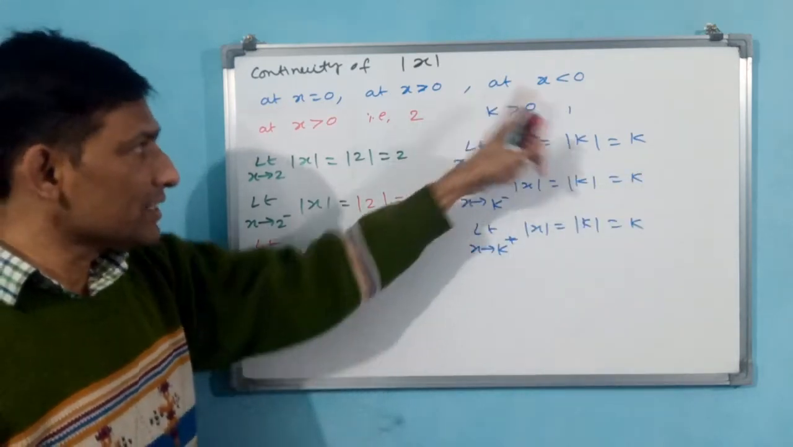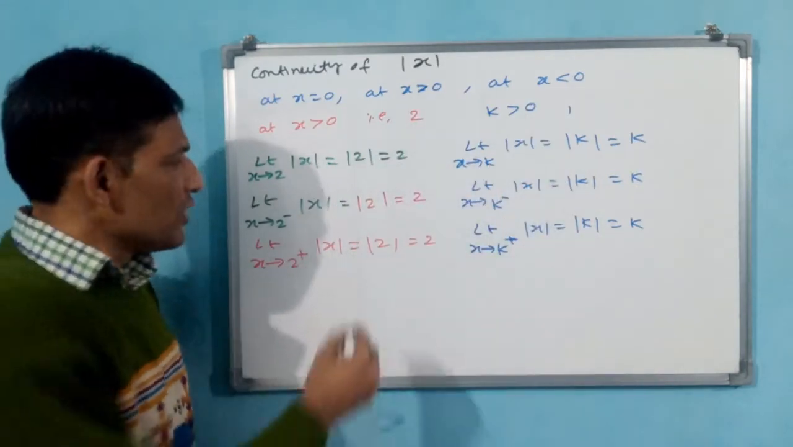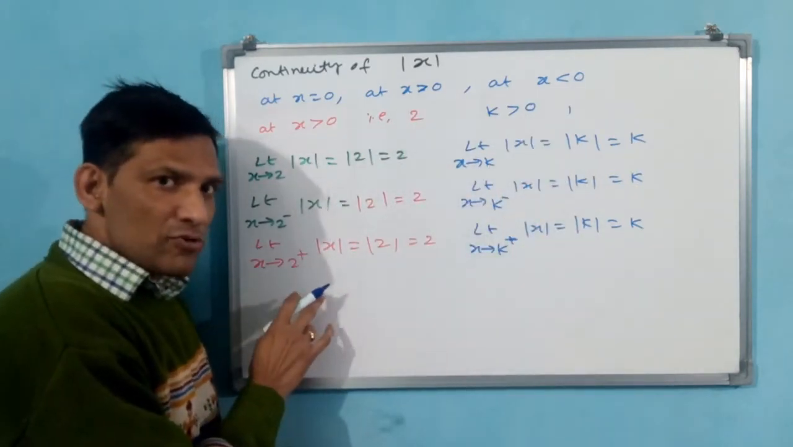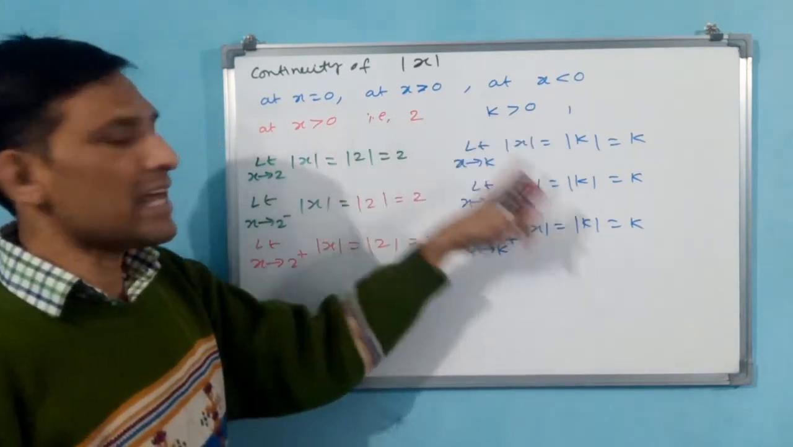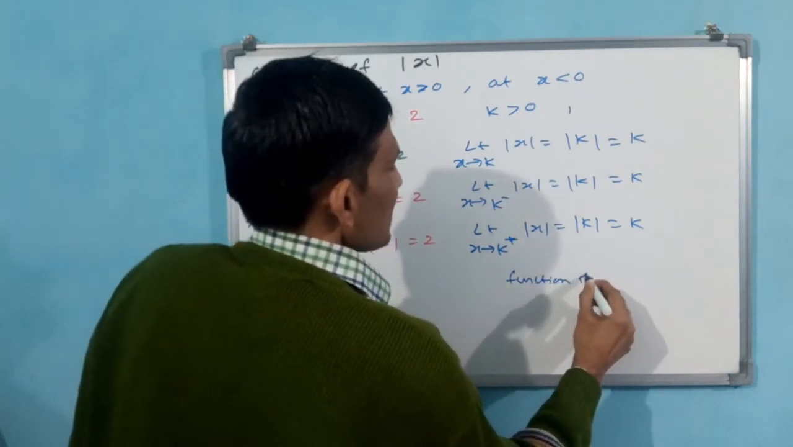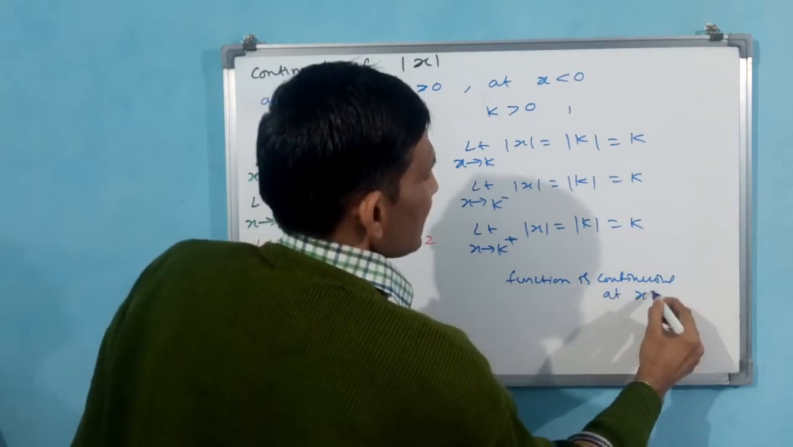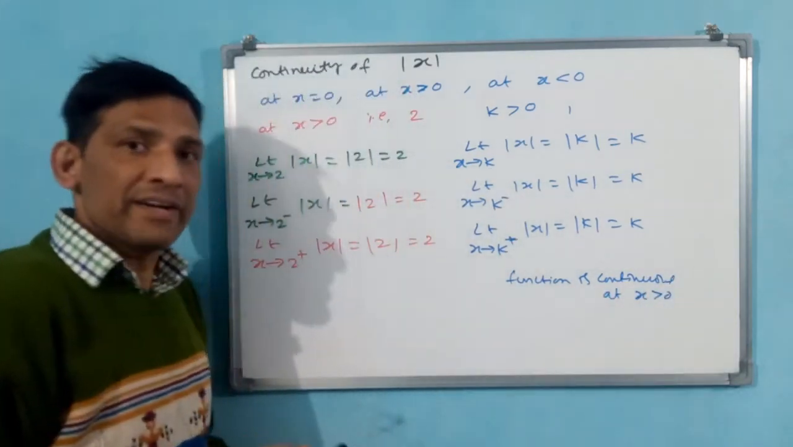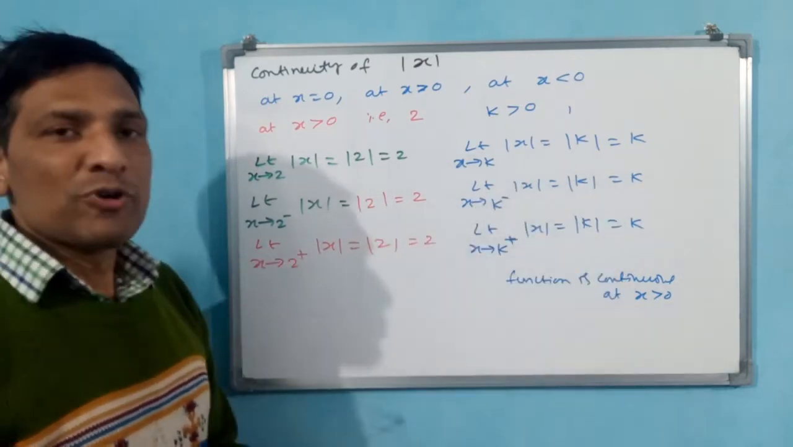That is why we can say that in general at x greater than 0, the function is continuous. Here we can say the function is continuous at x is equal to 2. But here I can say the function is continuous at x greater than 0. Is it correct or not? Definitely correct. Why? Because these three limits should become equal.